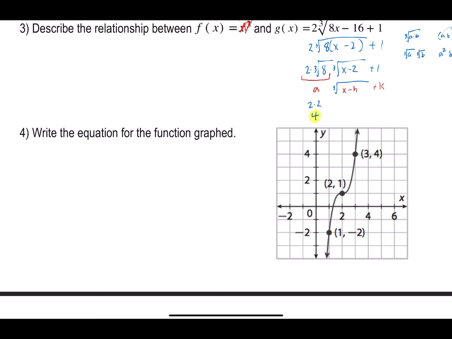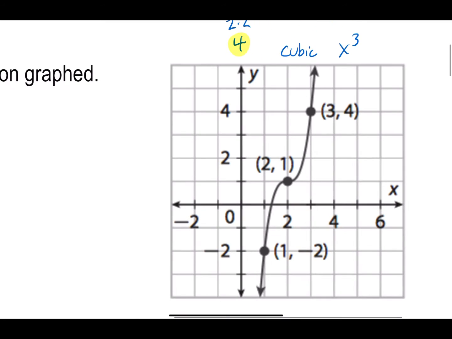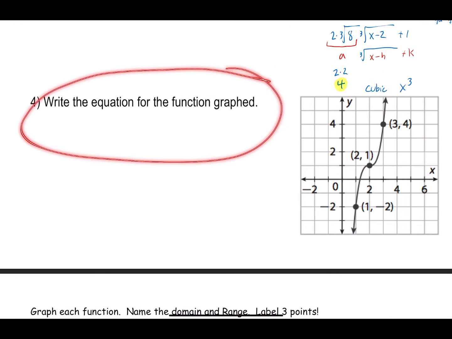Okay, last question on this page. We're going to be looking at a cubic function. Cubic, how can you tell it's a cubic? I.e. x cubed. Because it looks like our Elvis-looking function, and it's standing upright. If it was on its side, like so, I would say cube root, but this is a cubic. Write the equation for the function graphed.